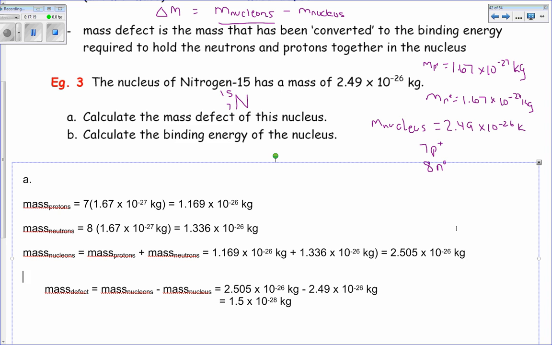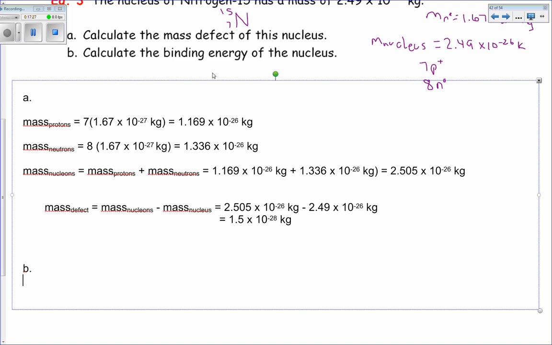Okay. And we'll do B. Now, what we want to know is the binding energy of the nucleus. So the binding energy is energy, and that would normally be delta E. So I'm just going to put E here. E binding is equal to the mass defect, so mass defect times c squared.